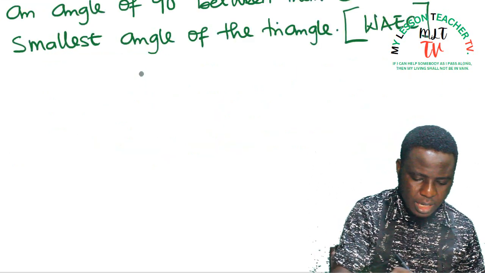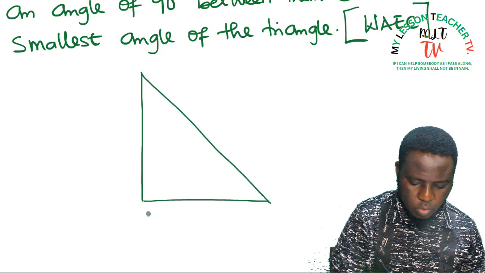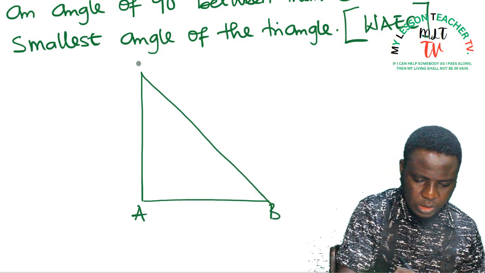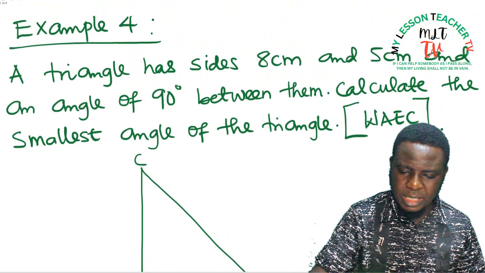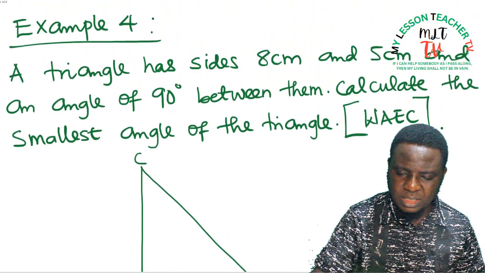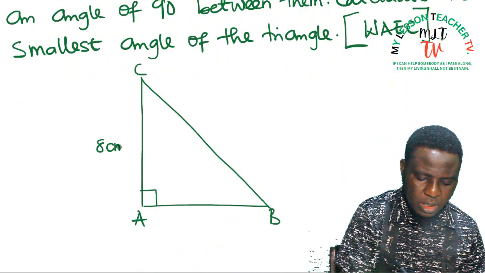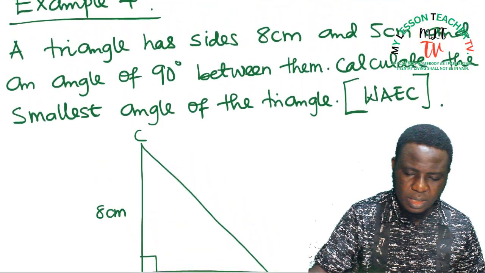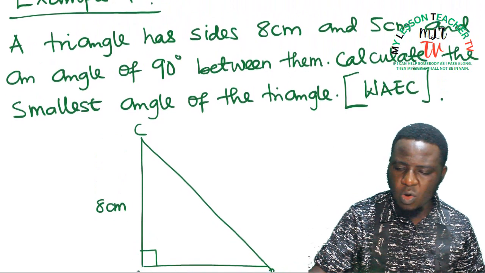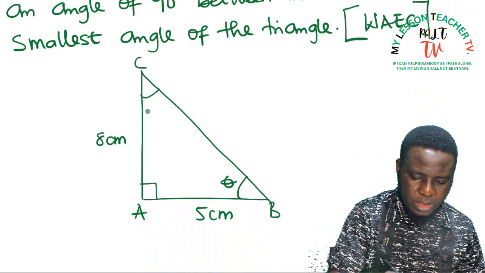By the question, we have a right-angled triangle, let me call it triangle ABC, with angle A being 90 degrees, and it has sides 8 centimeters and 5 centimeters. So let this be 8 centimeters, while this is 5 centimeters, and we should calculate the smallest angle of the triangle. If this is theta, let this be 90 minus theta.